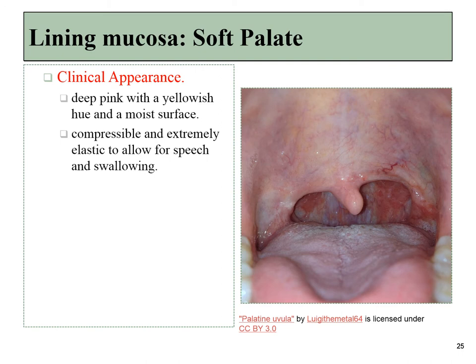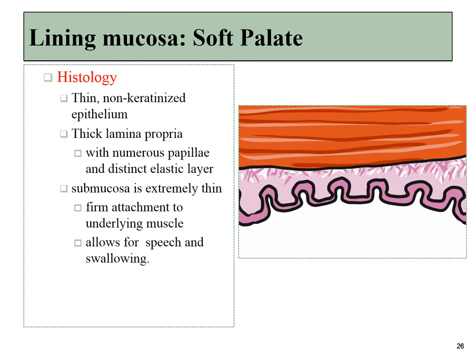The soft palate is another lining mucosa. It should be a deep pink color. It is highly compressible and elastic, which once again is important for speech and swallowing. The histology of the soft palate is similar to other regions of the oral mucosa, except that the submucosa is extremely thin, and therefore we can spot the underlying muscular tissues a little bit more easily with the naked eye.